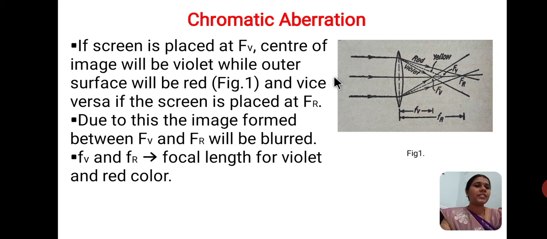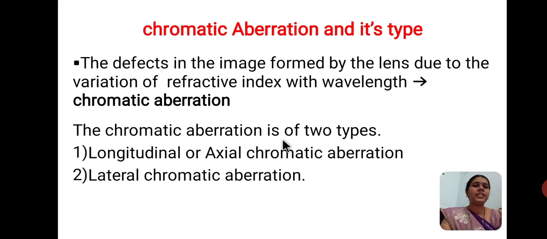Okay students? Now I will tell you in the form of a definition: the defect in the images formed by lenses due to the variation of refractive index with wavelength is known as chromatic aberration. Chromatic aberration is of two types. As we learnt in the previous class, spherical aberration is of two types; in the same way, chromatic aberration is also of two types. The first one is longitudinal, another name for which is axial chromatic aberration. The second one is lateral chromatic aberration.